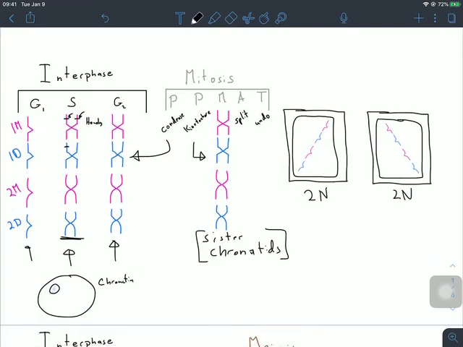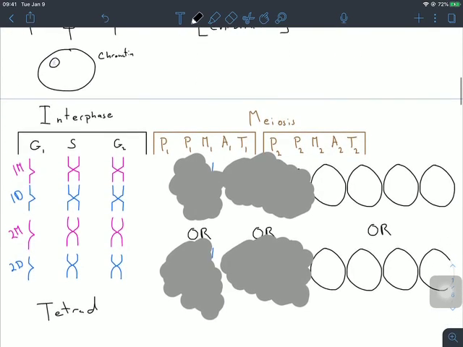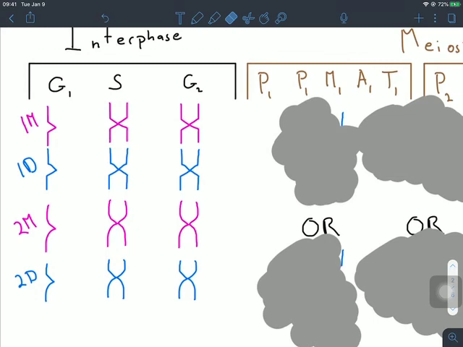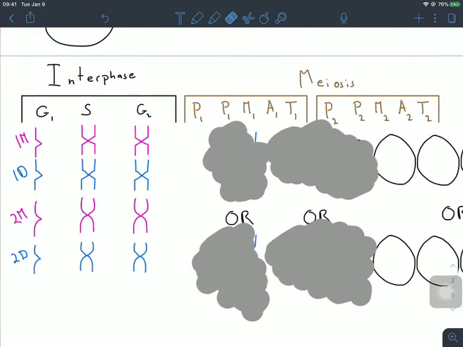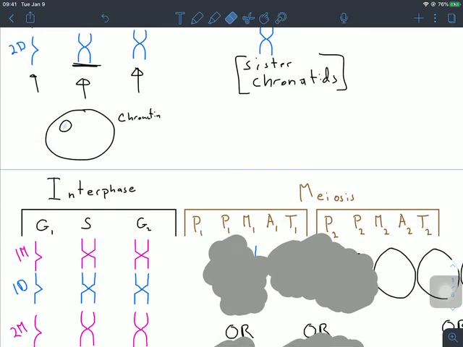Let's compare this to meiosis. We'll introduce the tetrad word in just a second. I don't want it up there just yet. So, in meiosis, interphase looks exactly the same. You've got the two sets of chromosomes in G1 that will be copied in S phase and continue chilling in G2. And again, remember, just like before, they're actually sitting around as chromatin at this point.